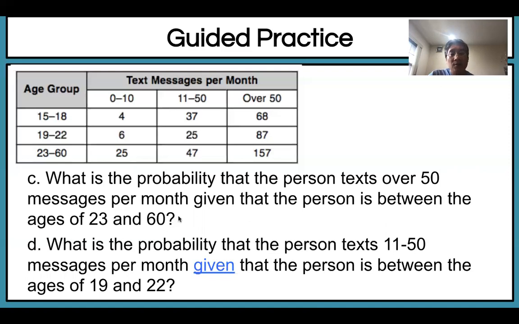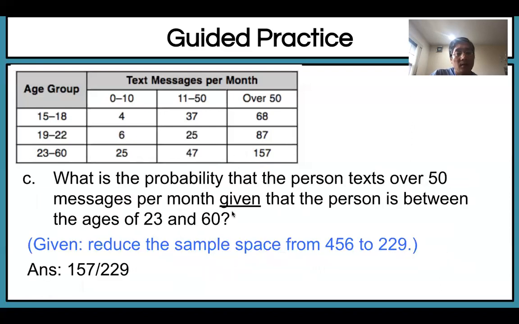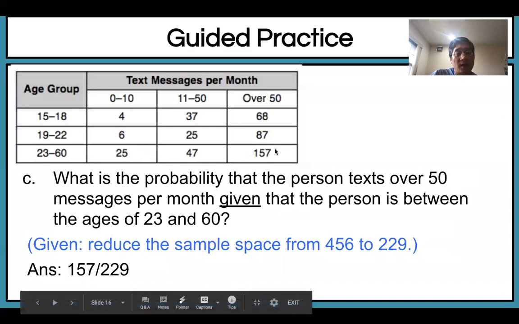What did the condition do? It narrows down the sample space. So given that the age group is only 23 through 60, we think about only these people and ignore the other two age groups. So we see only this: 25, 47, and 157. We already counted the total, right? Out of these, how many people text message over 50? 157. So the answer is 157 over 229. Makes sense?